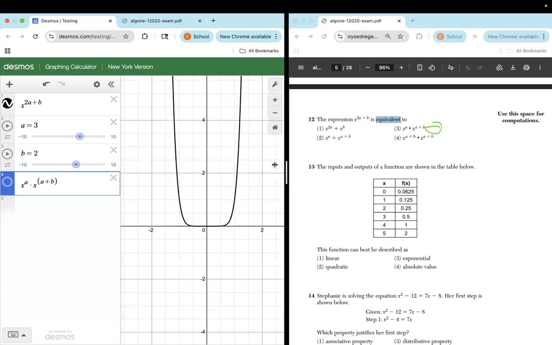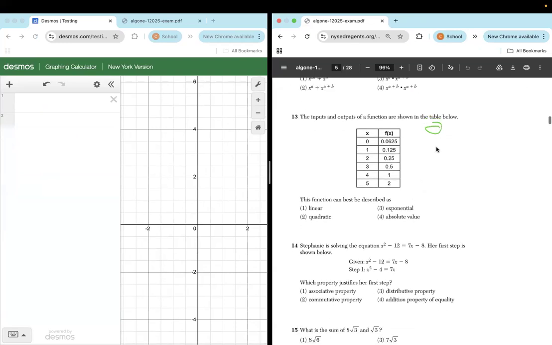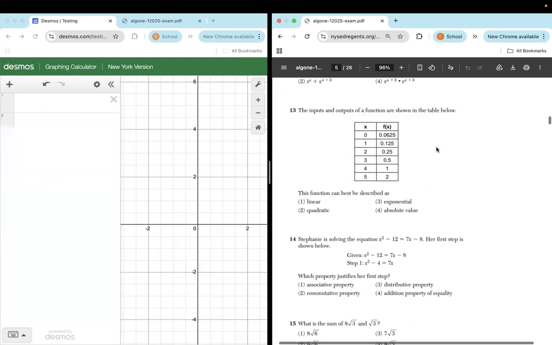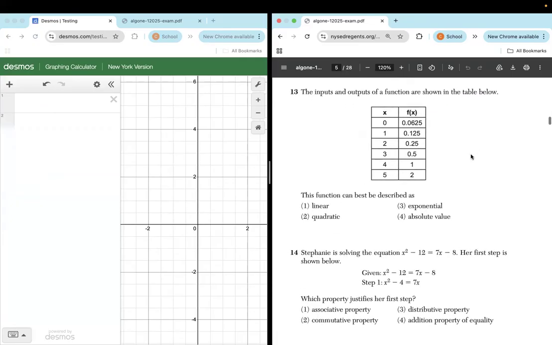Okay, number 13. The inputs and outputs of a function are shown in the table below. This function can be best described as... A linear function has a constant rate of change and it will be a straight line. So if that were linear, we'd be adding or subtracting the same number each time. Quadratic functions have a constant second rate of change. And exponential functions have a multiplier. Let's see what the pattern is, and then we can apply it back to the answer choices.